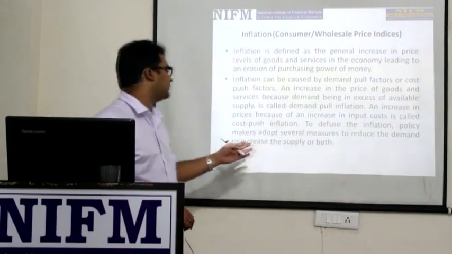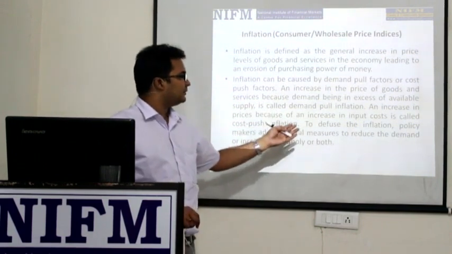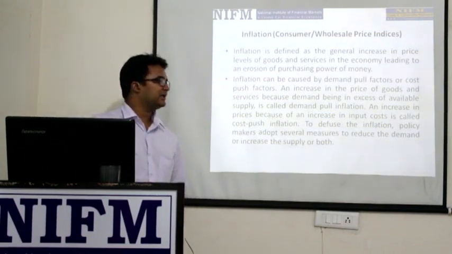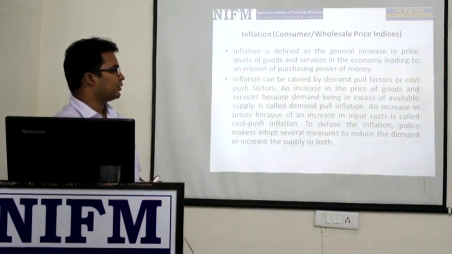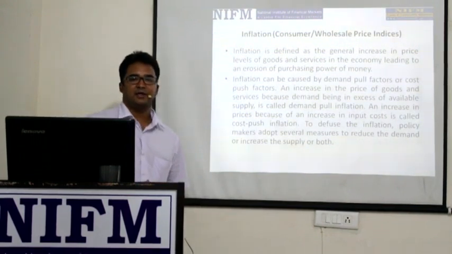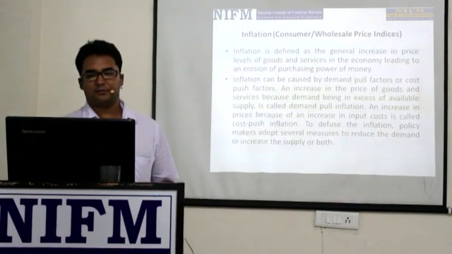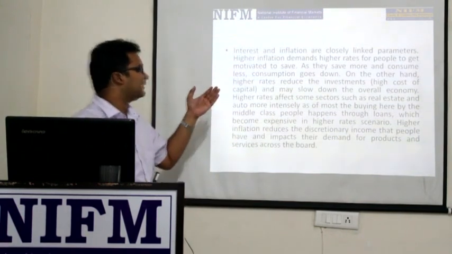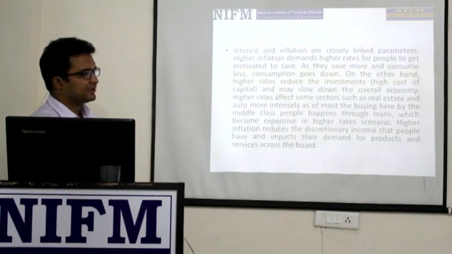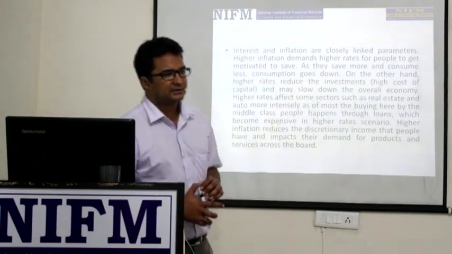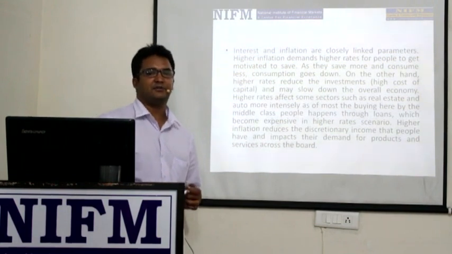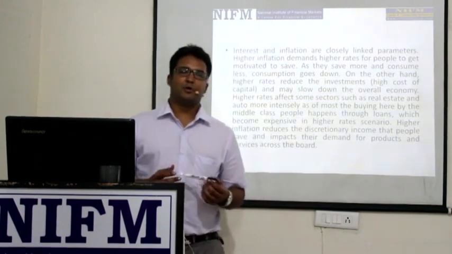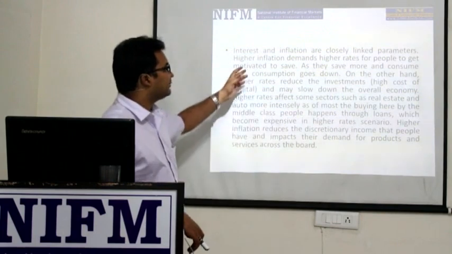To diffuse the inflation, policy makers adopt several measures to reduce the demand or increase the supply, or both. So they might decrease the quantity demanded or increase the supply, and that will eventually impact the inflation trends. Interest and inflation are closely linked parameters. Higher inflation demands higher rates for people to get motivated to save. So when we talk about inflationary trends, there is a high chance that in case of high inflation, people might not invest more or consume more. So people might not buy more products, and hence the saving part increases.